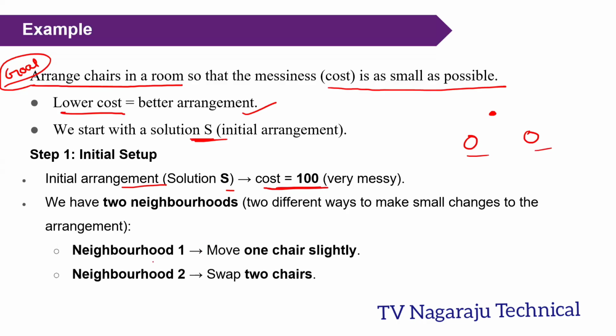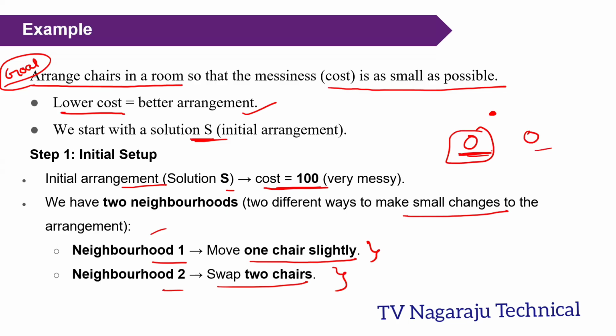The first neighborhood, what happens in the first neighborhood? Move one chair slightly. The second neighborhood means swapping of two chairs. The neighborhood means different ways to make small changes to the arrangement. If you are moving to this neighborhood, what are you doing? We are moving one chair slightly. If you are considering this neighborhood, you are swapping two chairs.